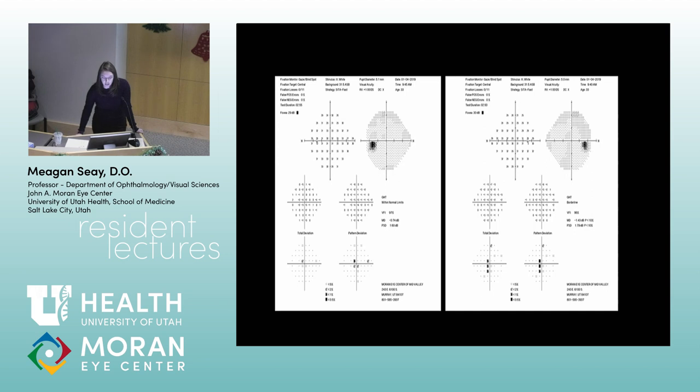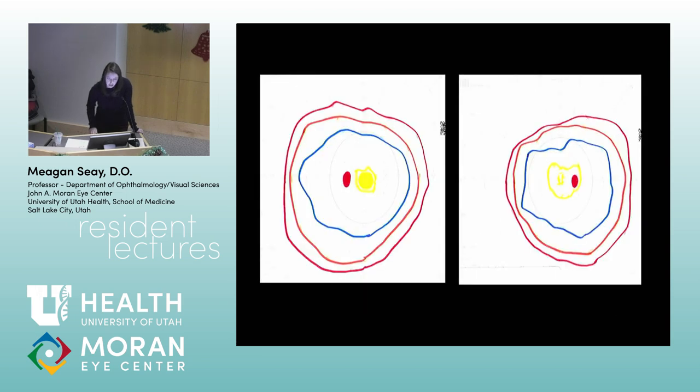Yeah. So if you just look up here, you wouldn't pick it up, but looking down here at the pattern deviation, you can see, and just with her history, you could correlate these with what she's describing to you: very central, pericentral, subtle points that she's not seeing. And then you get a Goldmann, definitely in the left eye, that will confirm that.